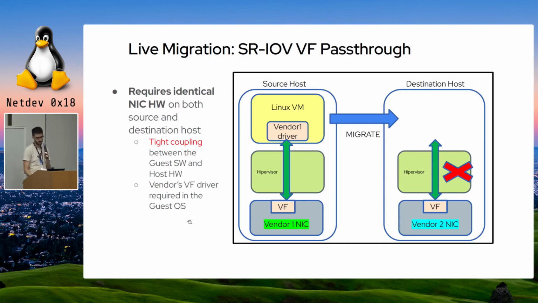So the problem, as you might guess, is migrating between two different vendors, mainly the vendor driver. The virtual machine needs to have its own vendor-specific driver. And if you migrate from one vendor to another, this is not going to work because the destination NIC has a different driver. Apart from that, the NIC must support, obviously, this kind of live migration, resuming, etc. Not all drivers support it. So this generates vendor coupling.